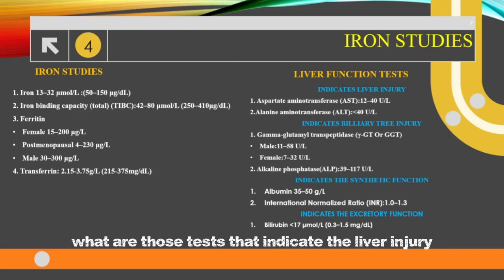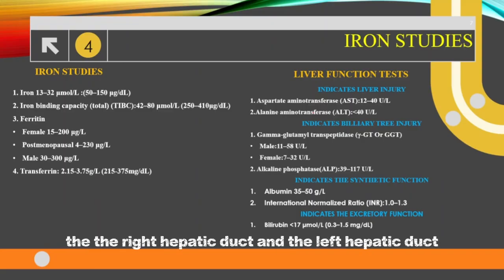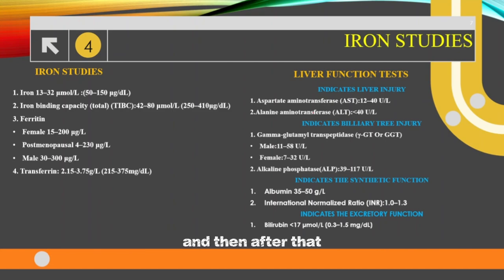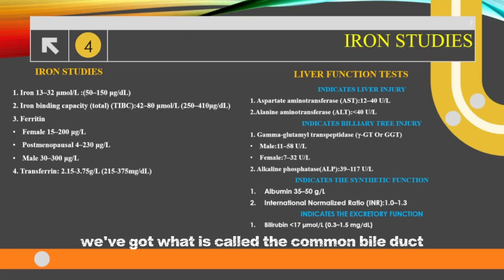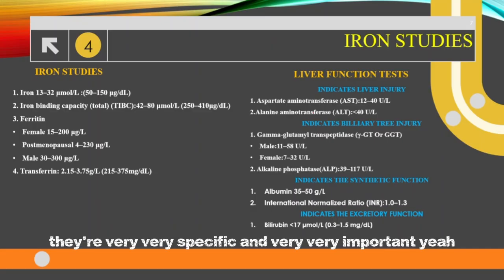Now, what are the tests that indicate liver injury or liver cell injury? They are further divided into two: liver cell injury and the biliary tree. Remember the biliary system: the right hepatic duct and the left hepatic duct join to form the common hepatic duct. Then the cystic duct joins the hepatic duct, forming the common bile duct. If there's injury to that duct, there are special enzymes that we follow. They are very specific and very important.